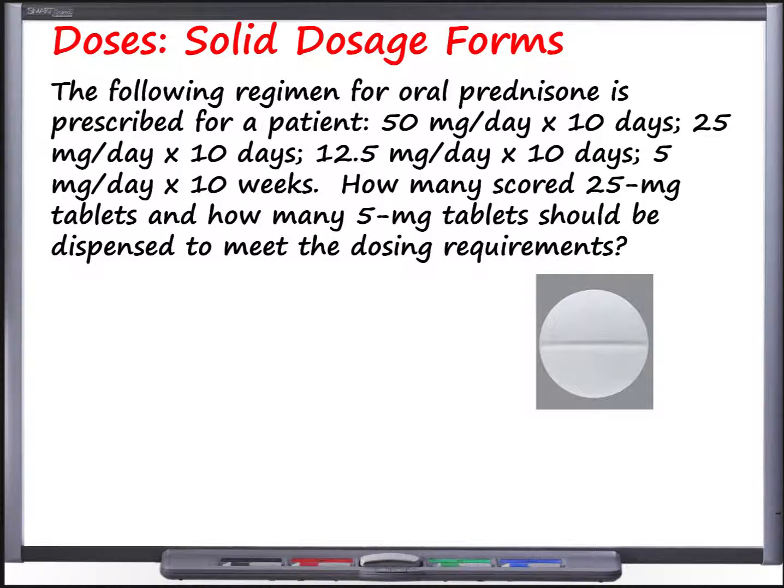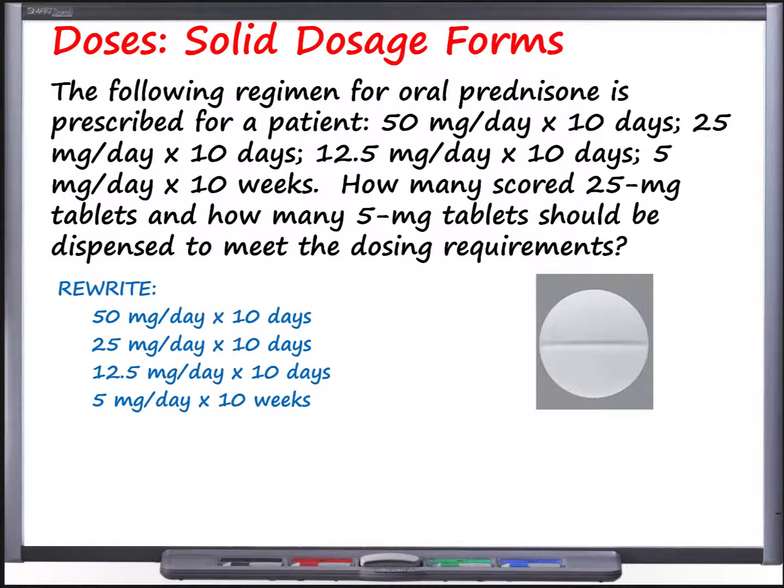In this case, the 25 milligram tablet is scored, which means we could be using any number of 25 milligram units. Two tablets would be 50 milligrams. One tablet would be 25 milligrams. But since it's scored, we can break it along that score and have the patient consume one half of a tablet. So we can do a half of a 25 milligram tablet, which would be 12.5 milligrams.